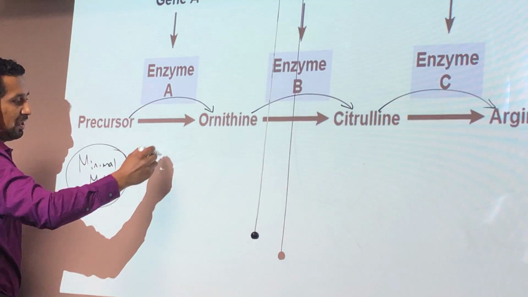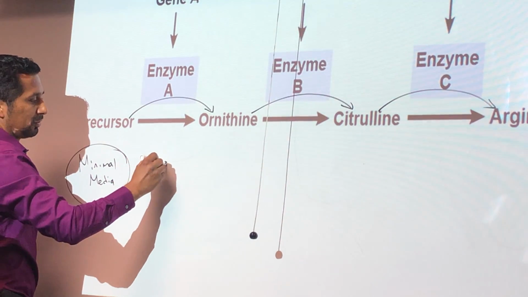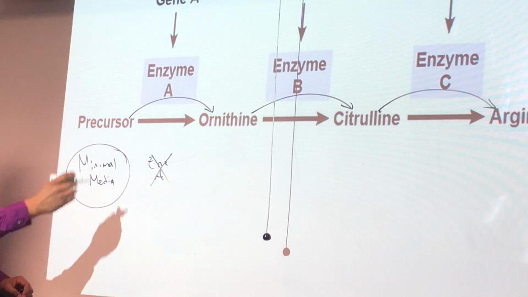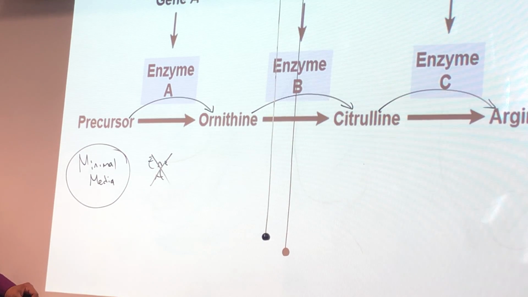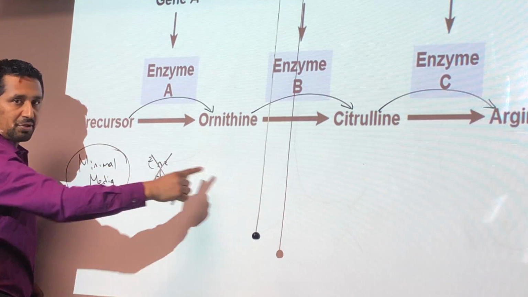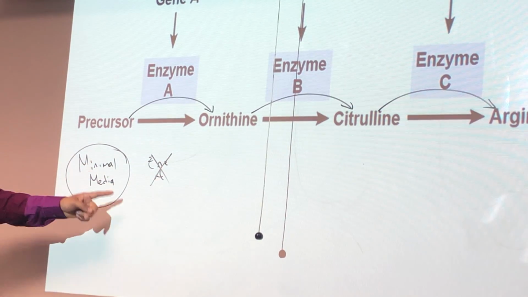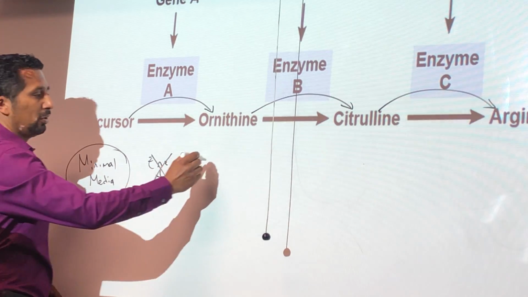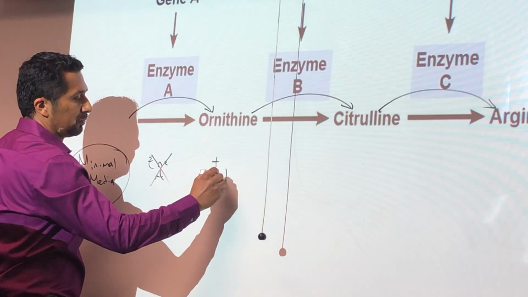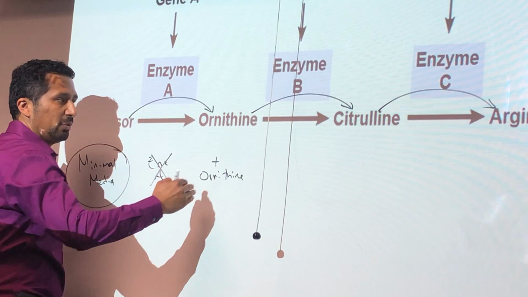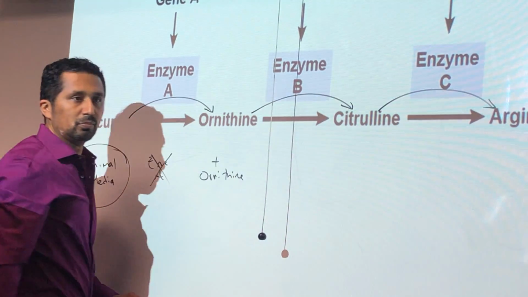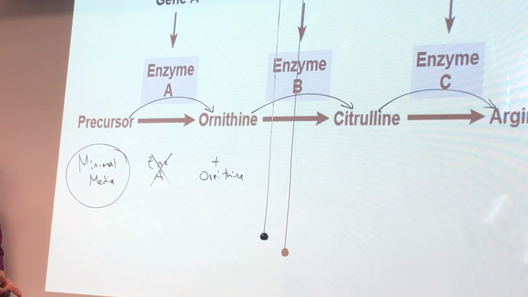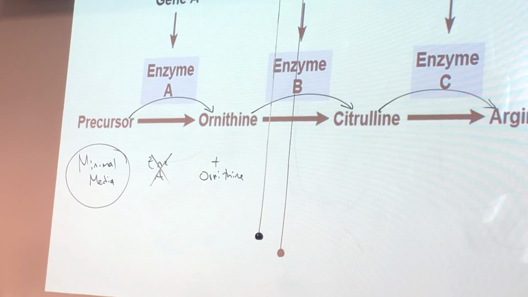If enzyme A is not working because gene A is mutated, right? So it cannot make this process. So in order to bypass this, you add ornithine. And now it's able to continue. Okay? So how do you know that the enzyme that is faulty is enzyme A?